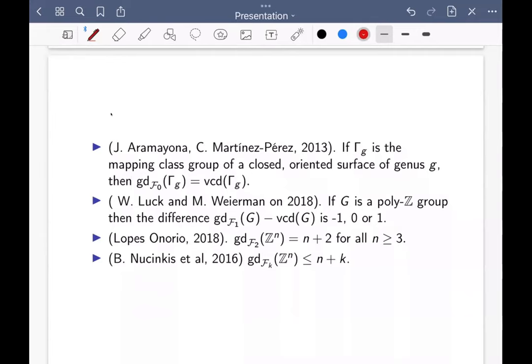Another example: Lück and Weiermann showed in 2018, if you have a polycyclic group, that the difference between the geometric dimension with respect to the virtual cyclic subgroups and the virtual cohomological dimension of G is minus one, zero, or one. Nucinkis et al. showed in 2018 that the geometric dimension with respect to this family on this group is less than n plus k.